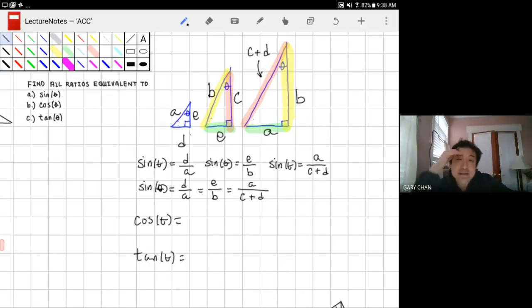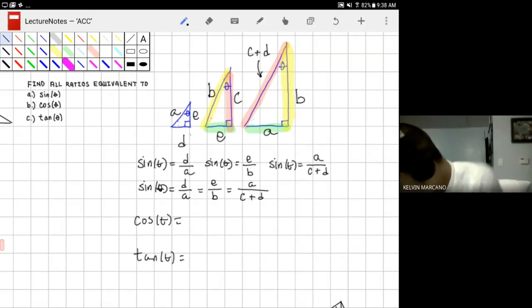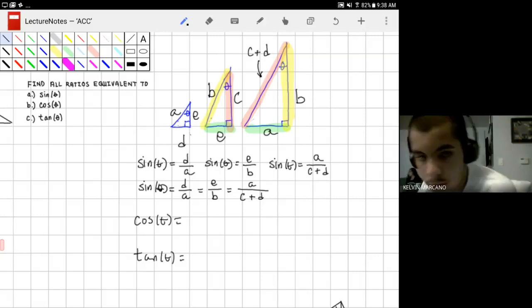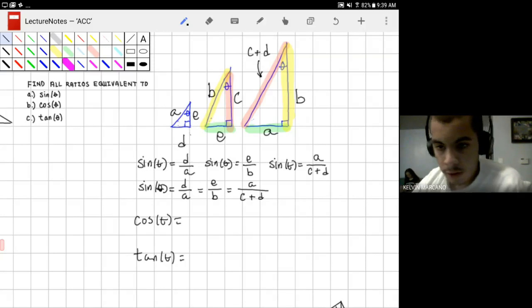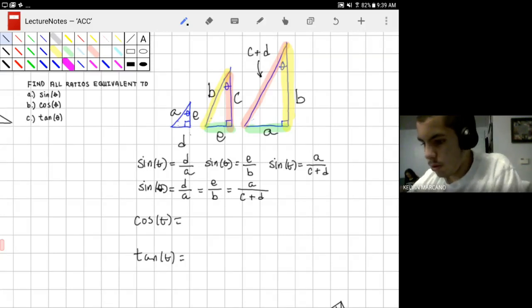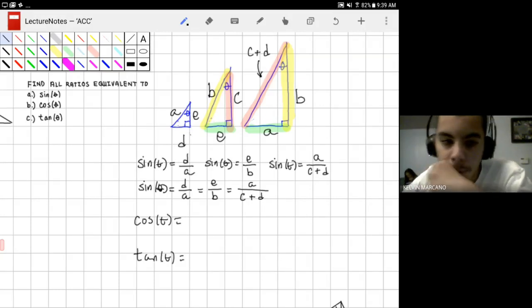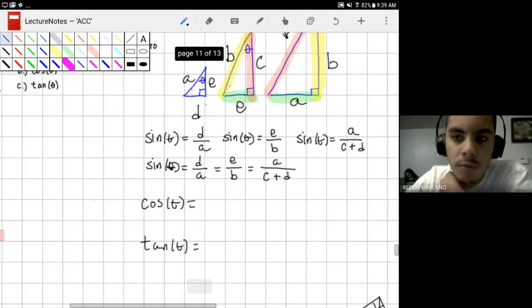All right, so let's take a look at this together. Kelvin, what is the ratio for cosine? What were the notes that were given the other day? What was cosine again? Adjacent over hypotenuse. That's right. This was adjacent over hypotenuse.